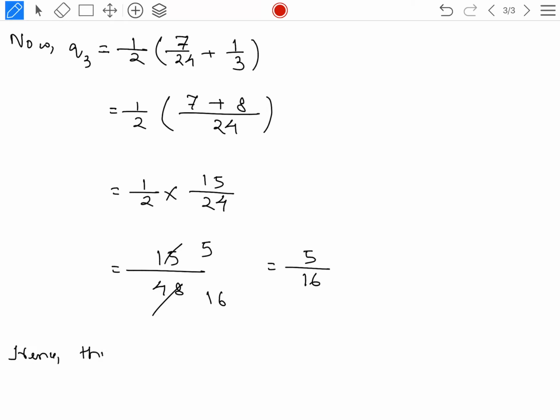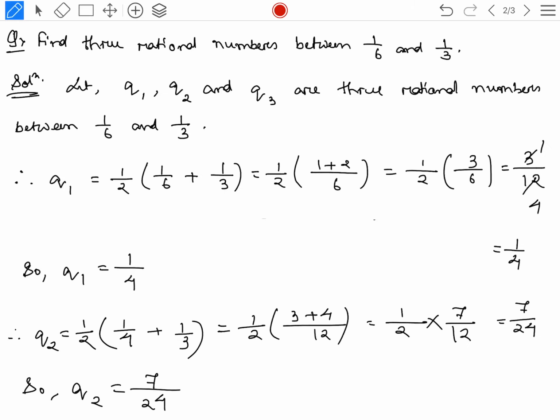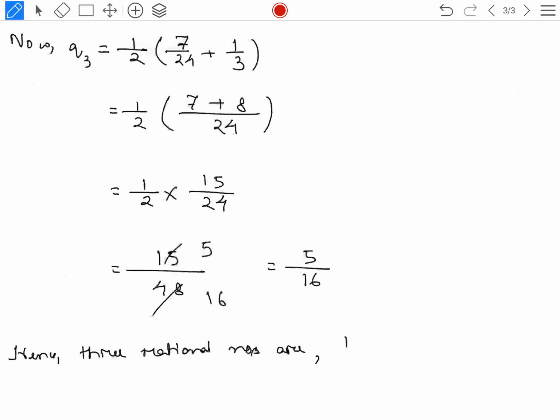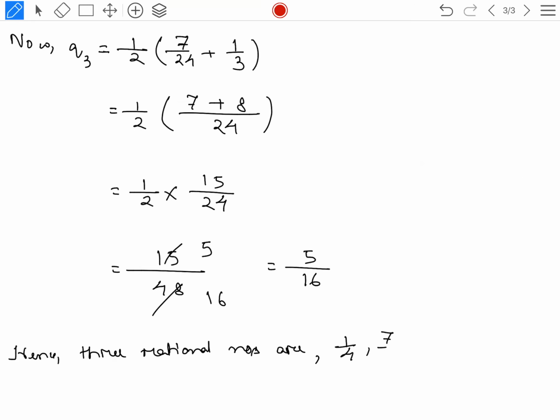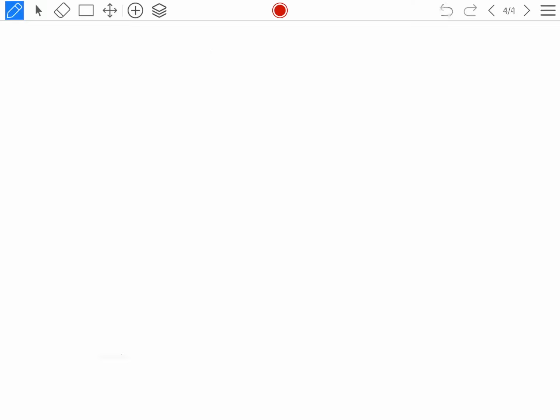So the required rational numbers are what? Hence you write, hence the 3 rational numbers are, q1 what we got, q1 as 1/4, yes or no, 1/4. Then q2 we got as 7/24, yes or no, so q2 is 7/24, and q3 we got 5/16. Understood? So these three are the required rational numbers between 1/6 and 1/3.